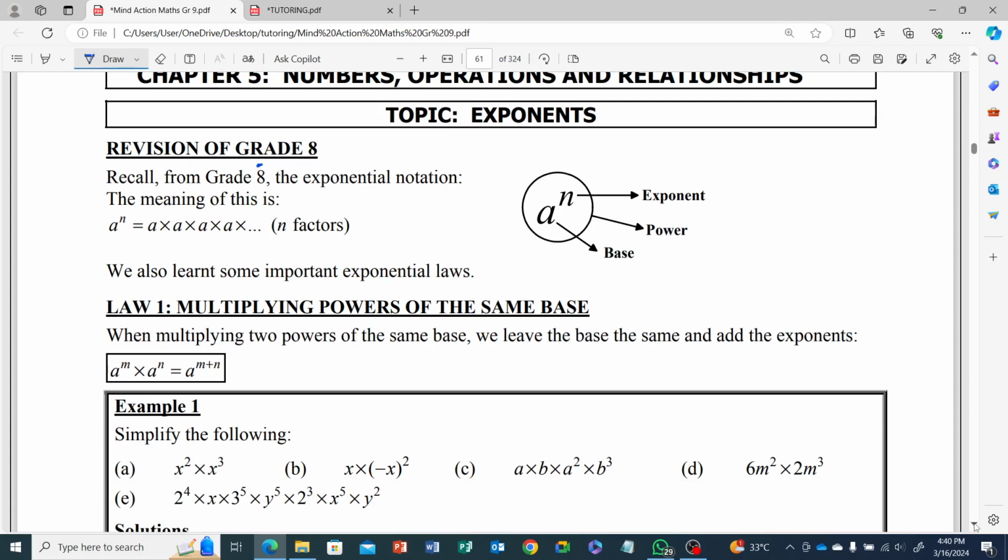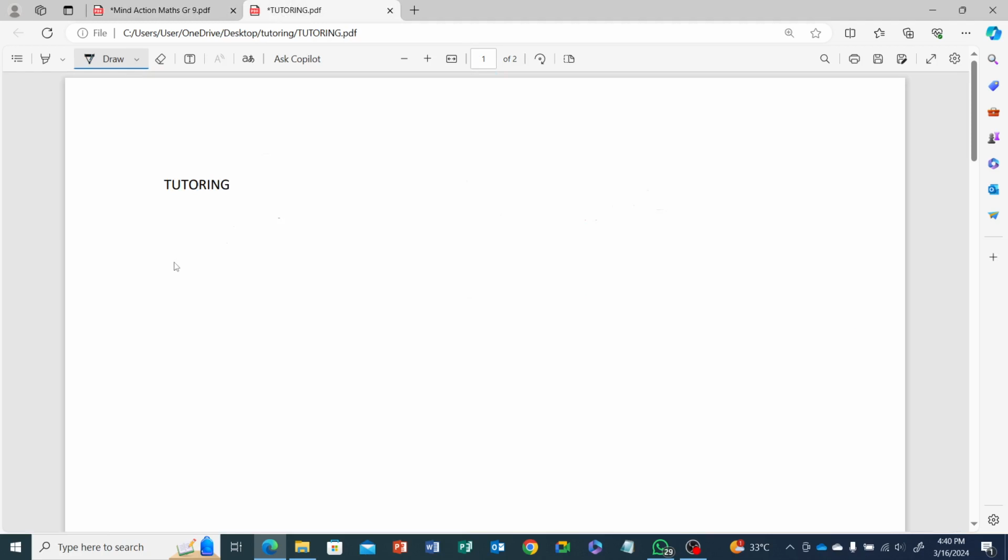Now we have laws of exponents. The first law that we have is law one, multiplying powers of the same base. So what does this law say? This law means if you have a to the m multiplied by a to the n, the answer that you will get is a to the power of m plus n. Meaning that when you multiply powers of the same base, you keep the base, one base, then you add your exponents. So we say this is law 1.